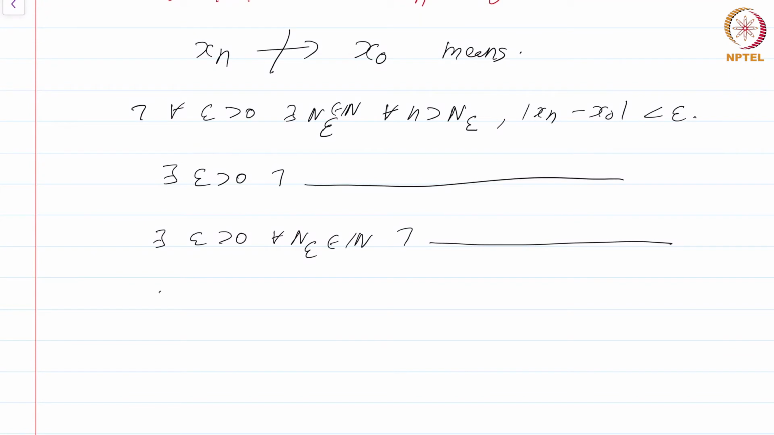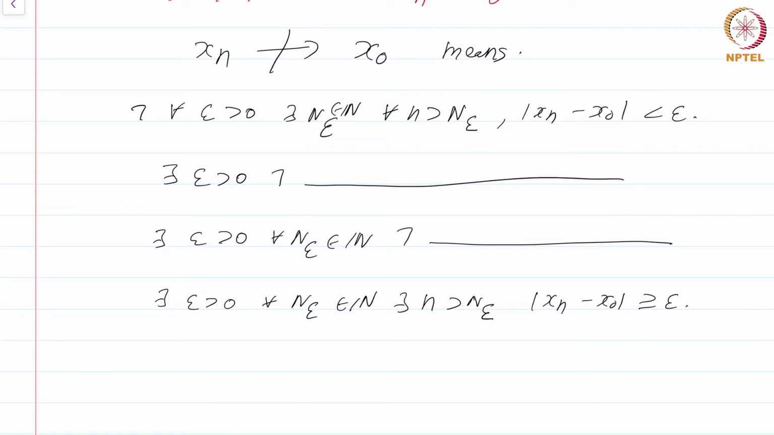Well, what's the next step? That's fairly easy. We just repeat what we have written so far, and we change the for each n greater than n epsilon to there exists n greater than n epsilon. Then the final negation goes into mod xn minus x naught less than epsilon; the negation of that is mod xn minus x naught is greater than or equal to epsilon. What is this saying? There is an epsilon greater than 0 such that for all n epsilon in N, there exists some n greater than n epsilon such that mod xn minus x naught is greater than or equal to epsilon.